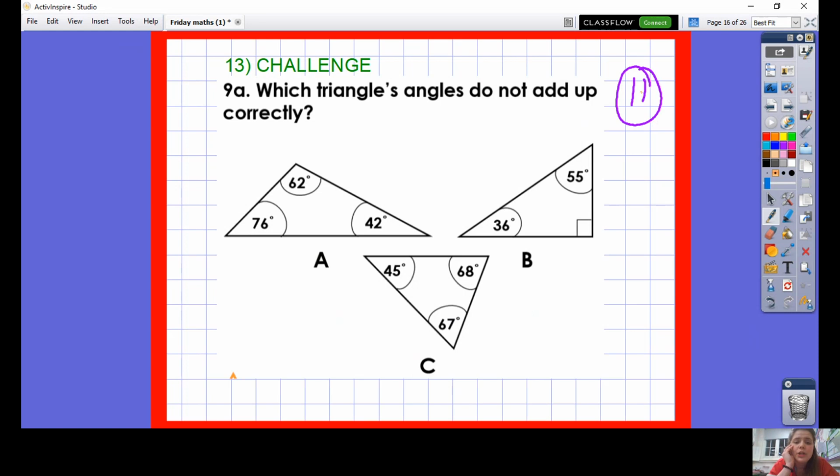It says, which triangles' angles do not add up correctly? In which triangles do the angles not add up correctly? Again, you do your calculations and then you'd write a sentence: in triangle, the angles don't add up correctly. This challenge is optional, so you only have to do it if you would like to.